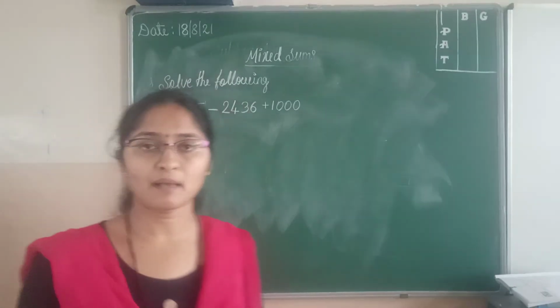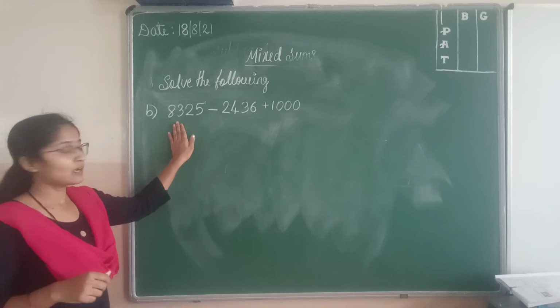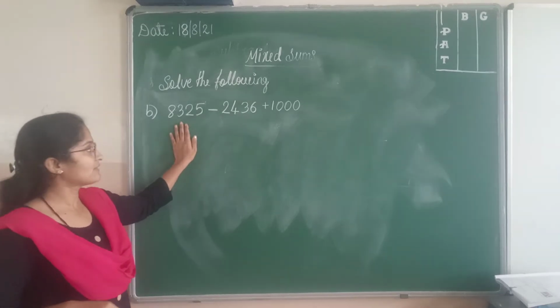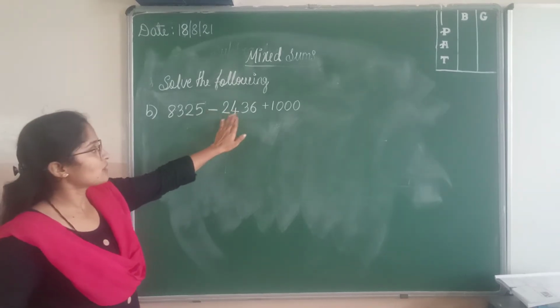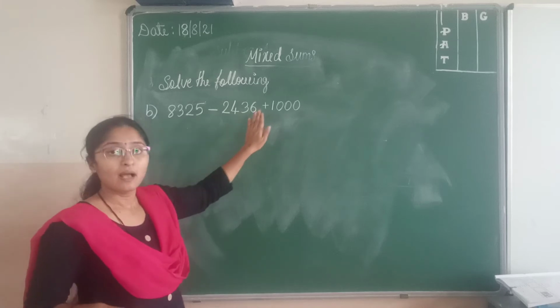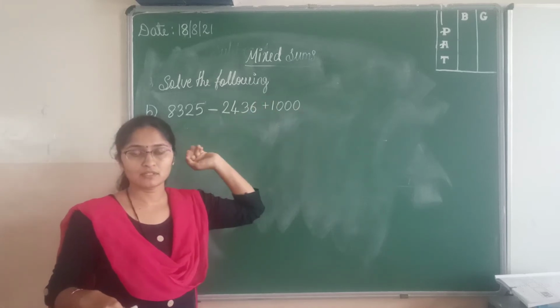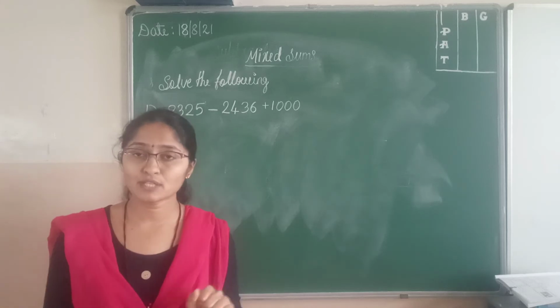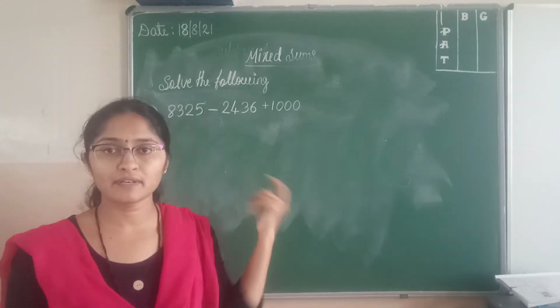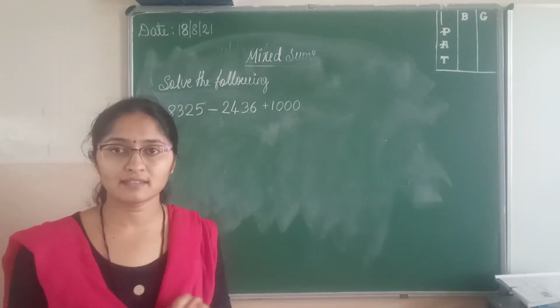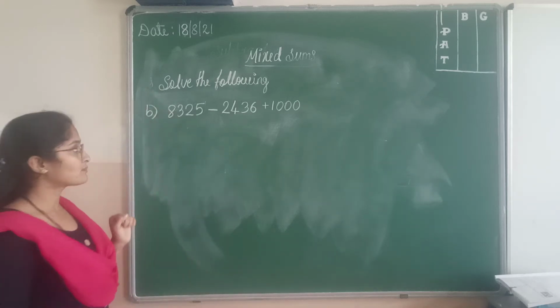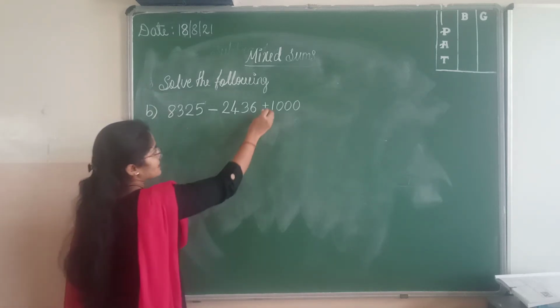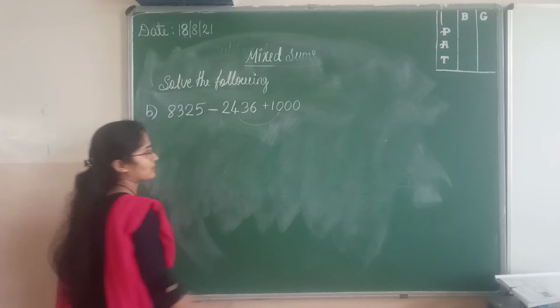So the second example is 8325 minus 2436 plus 1000. Here also both addition and subtraction are given. So what is the rule? When both operations are given, you have to add the numbers first. So now you observe here, the addition sign is between these two numbers.